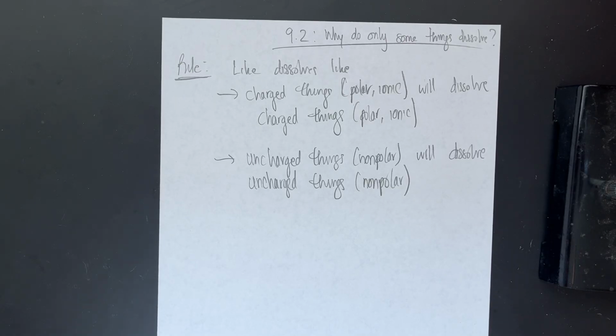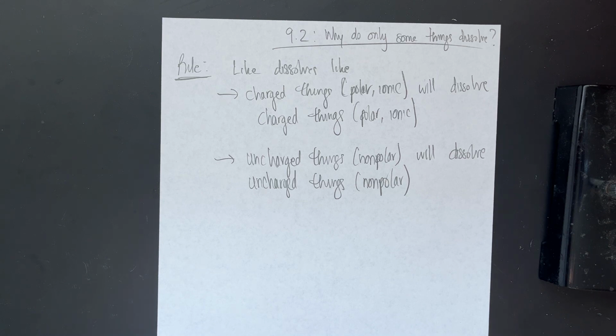All right, 9.2, why do only some things dissolve? This is an interesting question because, if you think about it, for example, if we mix water with sugar, the sugar will get dissolved in the water. If we mix salt in water, the salt will similarly get dissolved in the water. However, if you put sand in water, that will not get dissolved.